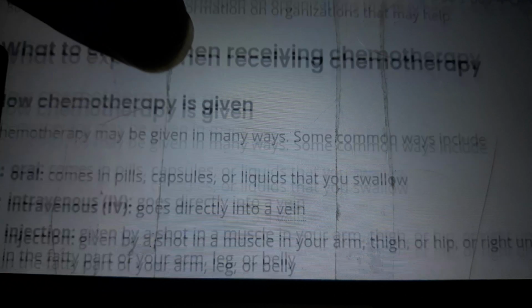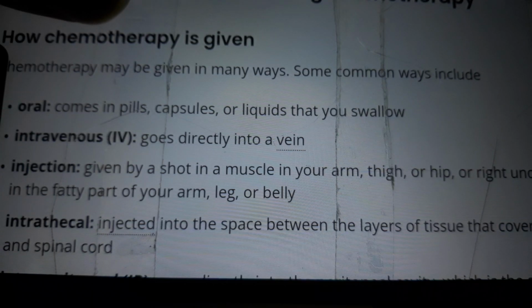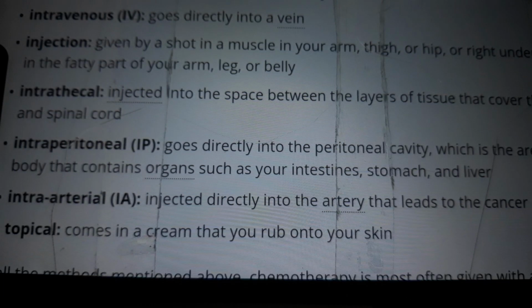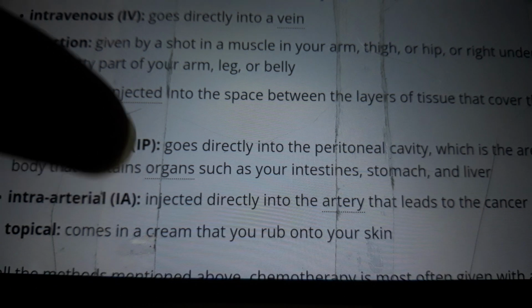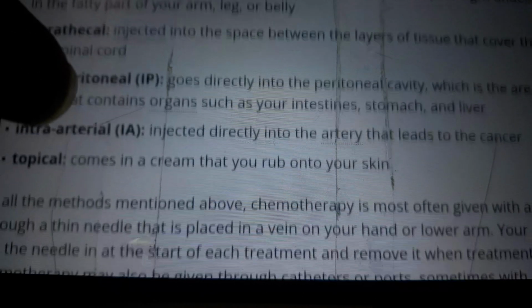What to expect when receiving chemotherapy? Chemotherapy is given in many ways. Oral: it comes in pills, capsules, or liquids that you swallow. Intravenous, or IV: it goes directly into a vein. Injection: given by a shot in a muscle in your arm, thigh, or hip, or right under the skin in a fatty part of your arm, leg, or belly.